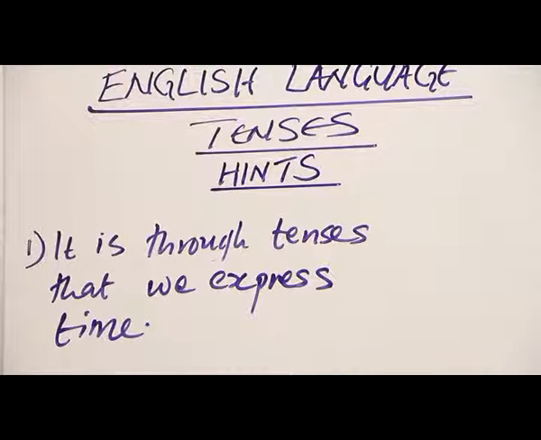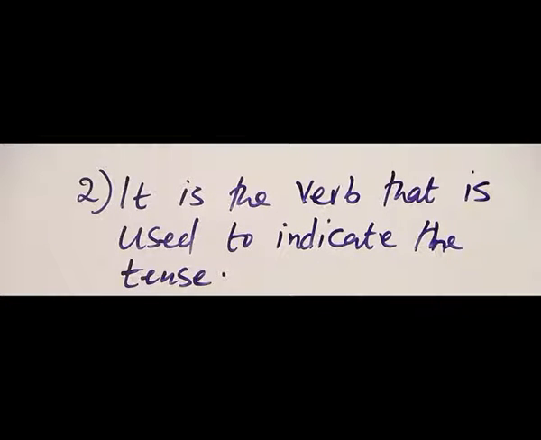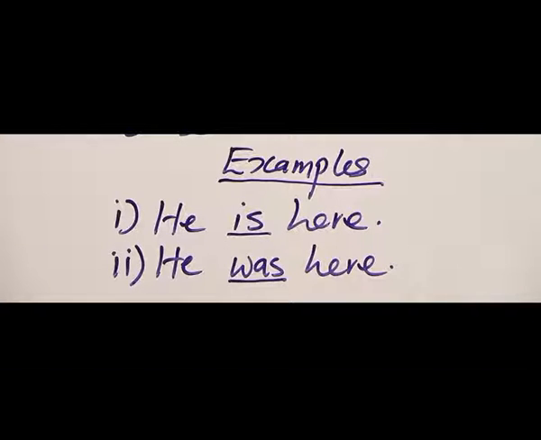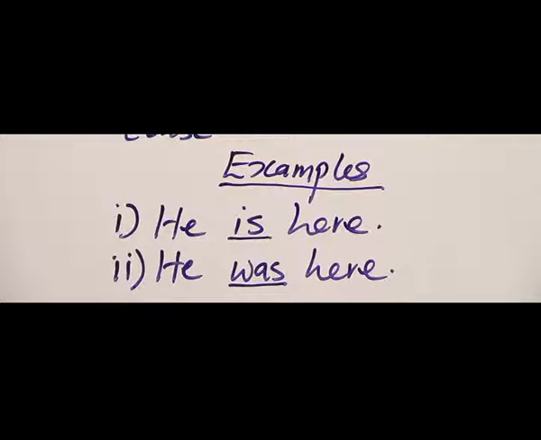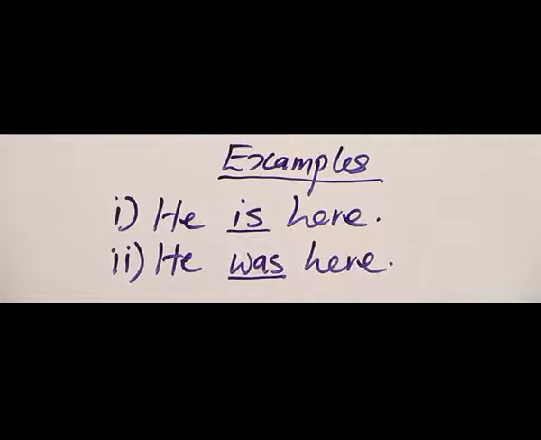Now let's look at hint number 2. Hint number 2, it is the verb that is used to indicate the tense. So when we talk about tense, what shows that an action took place in the past, in the present, or it will take place in the future? Look at the examples. We have one. He is here, telling you it is present. This is present tense. The action is in present tense.